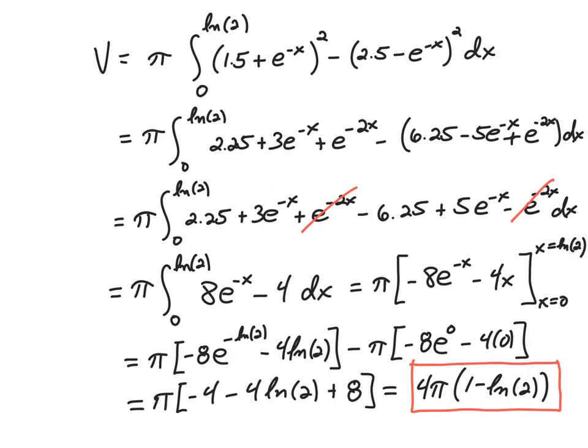So I'll plug those in. Minus 8 e to the minus natural log of 2. Now remember, e to the minus natural log of 2, that's natural log of 1/2, right? So the 1/2 is going to drop down and give us a minus 4. Minus 4 natural log of 2 will stay there. Minus 8 e to the 0. E to the 0 is 1, so that gives us a plus 8. The pi I factored out and parked right there. And then 4 times 0 is 0, so that's gone. So 8 minus 4 is 4. And then we have a minus 4 natural log of 2. So if I factor out the 4, I get 4 pi times (1 minus natural log of 2).